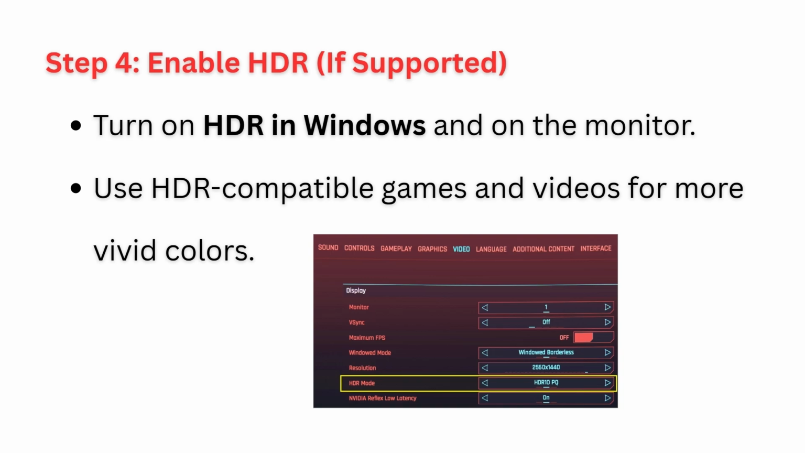Step 4. Enable your HDR if it supports it. Turn on HDR in Windows and on the monitor. Use HDR compatible games and videos for more vivid colors.